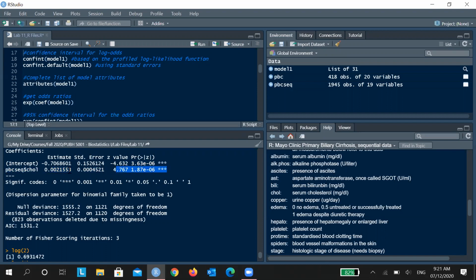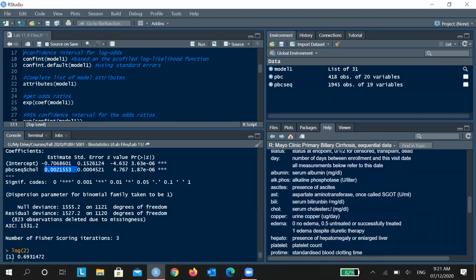Now, as you can see, first of all, how do we interpret this estimate? Again, go back to the theory. It means that every unit increase, so like cholesterol, what is the unit? It should be milligram per deciliter, as you can see here. Let me highlight this. Yes, milligram per deciliter. So that means that every 1 milligram per deciliter increase in serum cholesterol, the log odds of hepatomegaly increases on average by this number, by 0.215553%. Make sense?